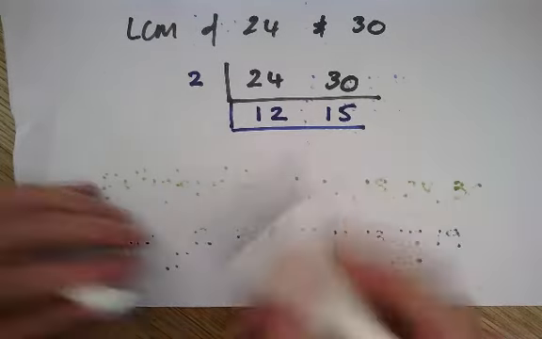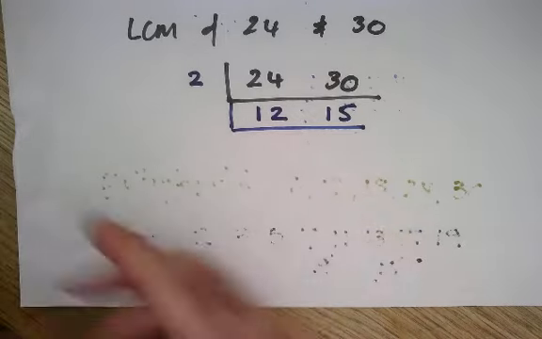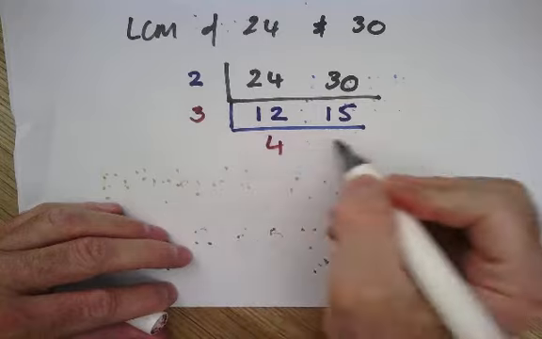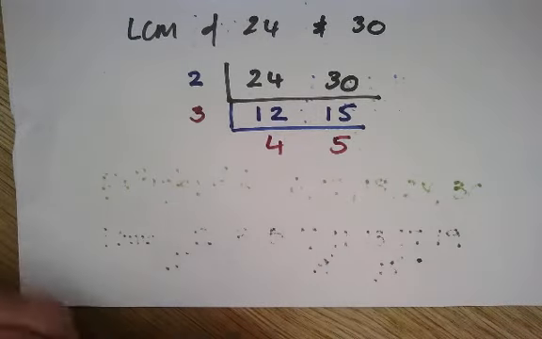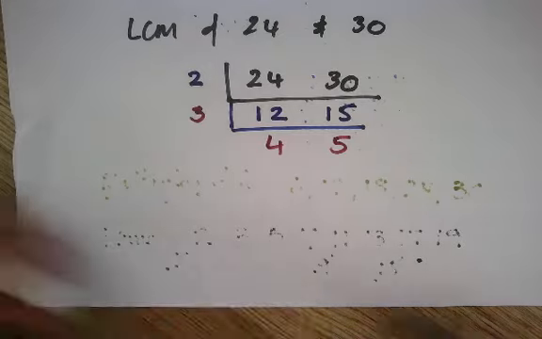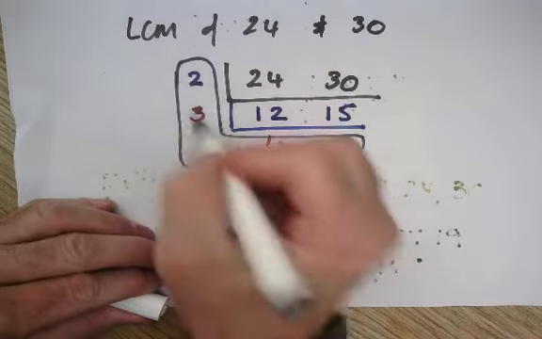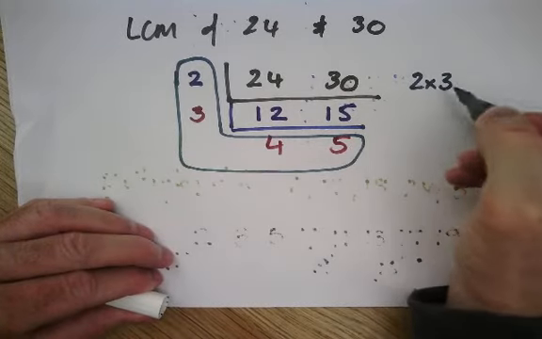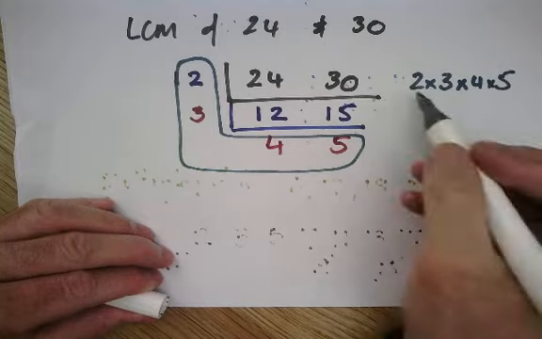And then put that down. And I can see here that what goes into 15 and into 12 is 3. So 3 4s and 3 5s. And now I know nothing else goes into 4 and 5 except for 1. So I've now got my lowest common multiple, which is this L shape here, standing for like the letter L. So it's 2 times 3 times 4 times 5.